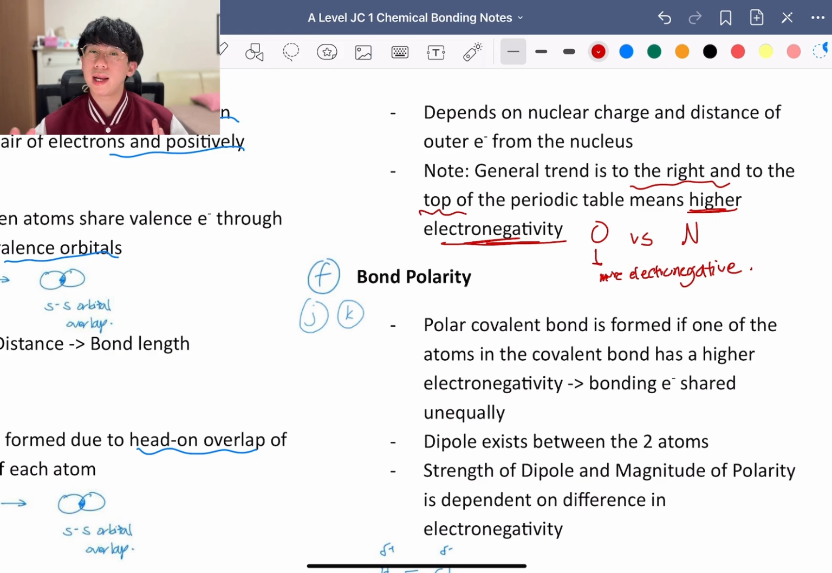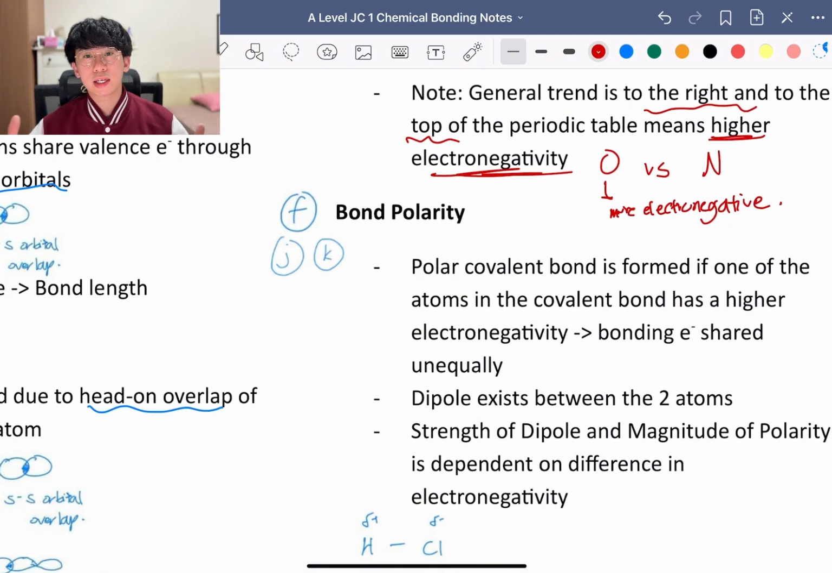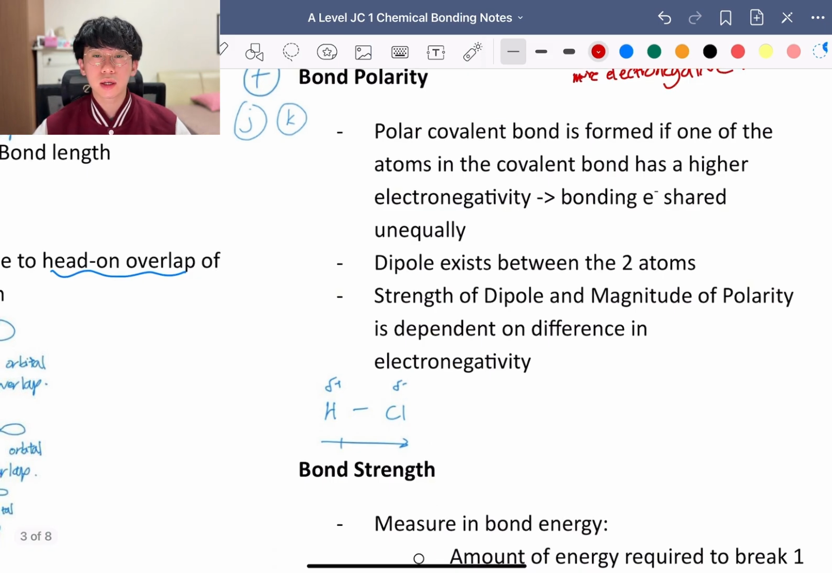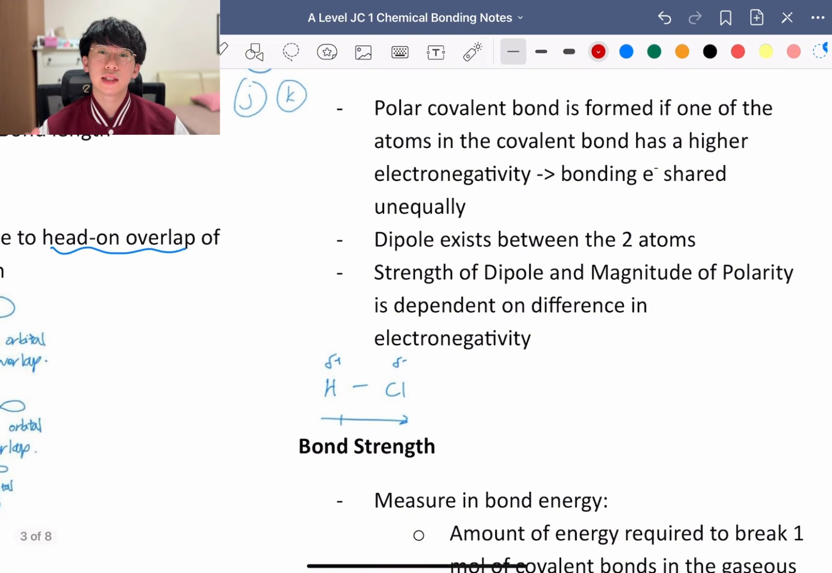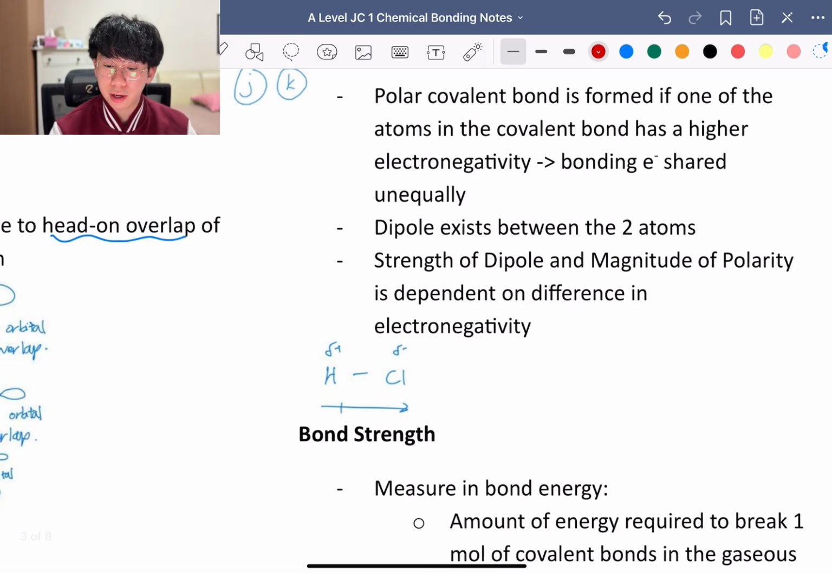If you look at the periodic table, O is more to the right of N, so this is more electronegative. And now I'll come to why electronegativity is important to understand later on as we go through chemical bonding. It's important because you need to understand what bond polarity is. Bond polarity is when you have a bond and the two atoms involved have different electronegativities. And because of this, there's an unequal sharing of the bonding electrons, kind of like how I described aluminium and chlorine just now.